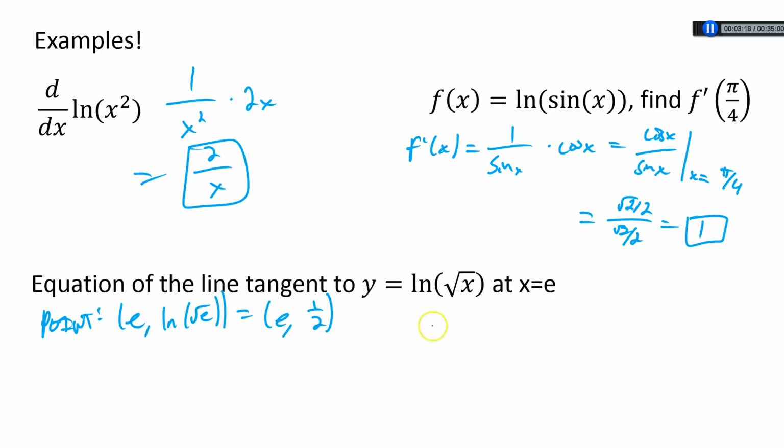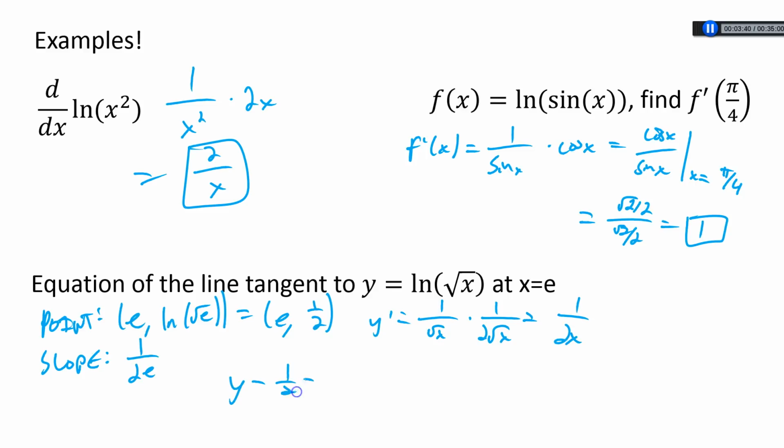Nice. Now let's find the derivative. So y prime, so this is our slope. So y prime is going to be 1 over root x times 1 over 2 root x. Hopefully you've seen that root x derivative enough by now. You can just get right to 1 over 2 root x. That is 1 over 2x. So our slope is 1 over 2e.